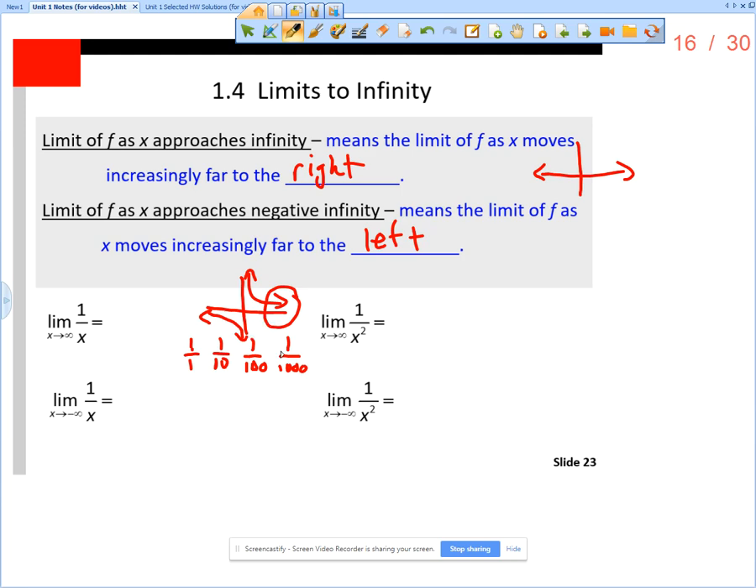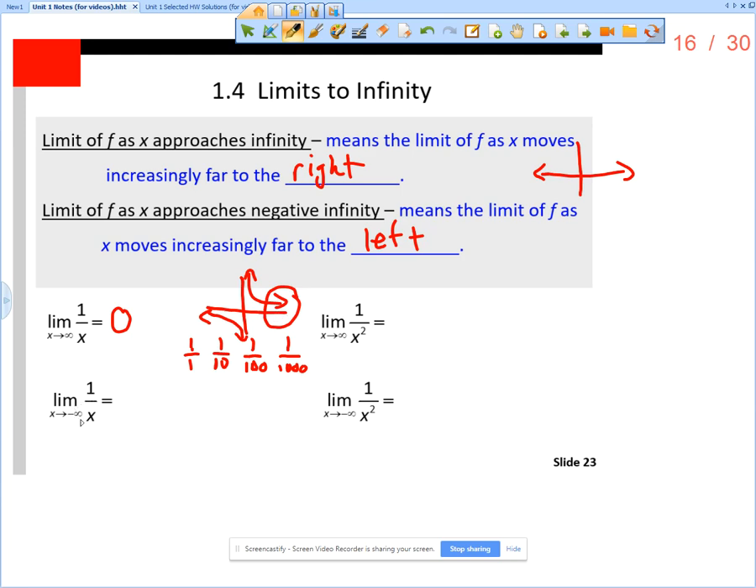We could keep going, making that denominator larger and larger. What's going to happen to 1 over that number is it's going to become smaller and smaller and smaller, but still positive and approaching 0. So what does that mean? The limit as x approaches infinity of 1 over x is 0. We are approaching this horizontal line of y equals 0.